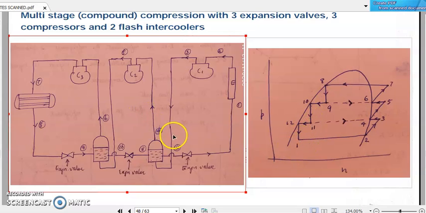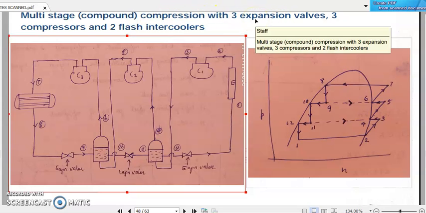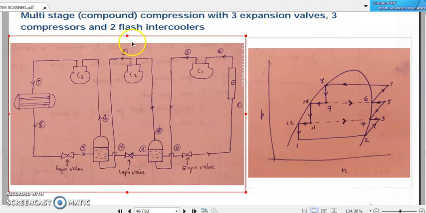Okay, thank you. Also, one more thing: in the last university exams, they were asking this question: draw and represent a multi-stage vapor compression refrigeration system with, for example, 4 expansion valves, 4 compressors and 3 flash intercoolers. So first of all you need to draw such a diagram like this, and you have to represent the pressure enthalpy diagram of that system.